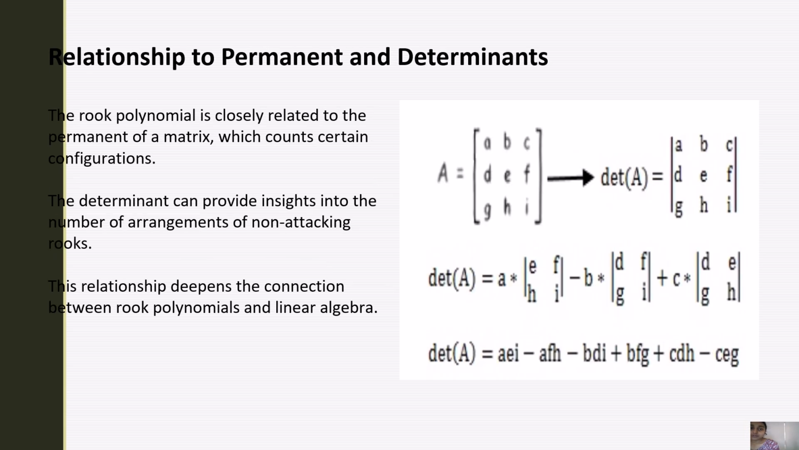Relationship to permanents and determinants. The Rook polynomial is closely related to the determinant of a matrix, which counts certain configurations. The determinant can provide insight into the number of arrangements of non-attacking rooks. This relation depends on the connection between Rook polynomial and linear algebra.